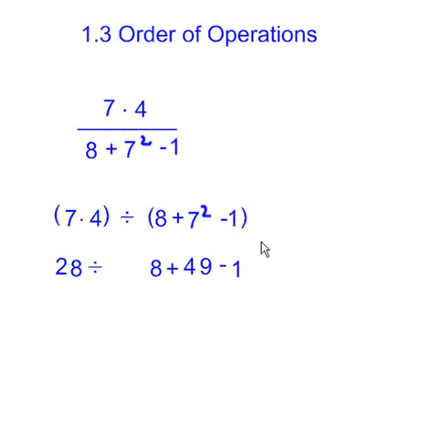No, this still has parentheses on it, or it should. Let me put them back on. So we're still working within the confines of the parentheses, going left to right. Exponents, no. Multiplication, no. Division, no. Addition or subtraction, yes. So the first one we do is 8 plus 49, which gives us 57. And then we have 57 minus 1, which is 56.